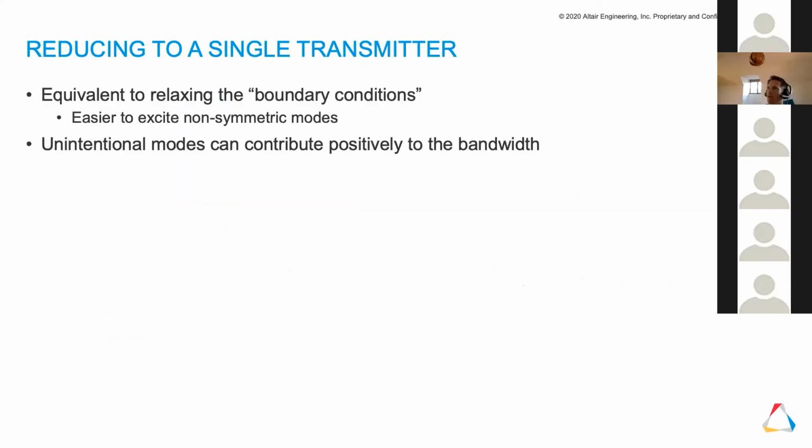So if we want to start to deduce some findings at this point, reducing to a single antenna seems to be equivalent to relaxing the boundary conditions for the modal current. It basically means that by having fewer antennas, it's easier to excite non-symmetric modes, which may or may not be detrimental from a larger perspective, but with respect to bandwidth, so far these unintentional modes still seem to contribute positively to the overall bandwidth of the antenna.